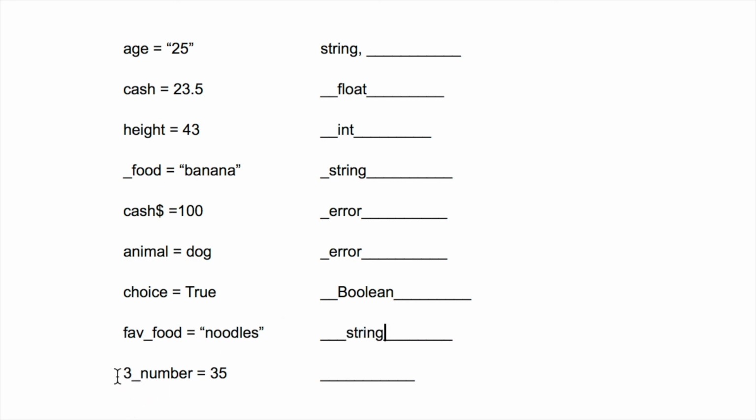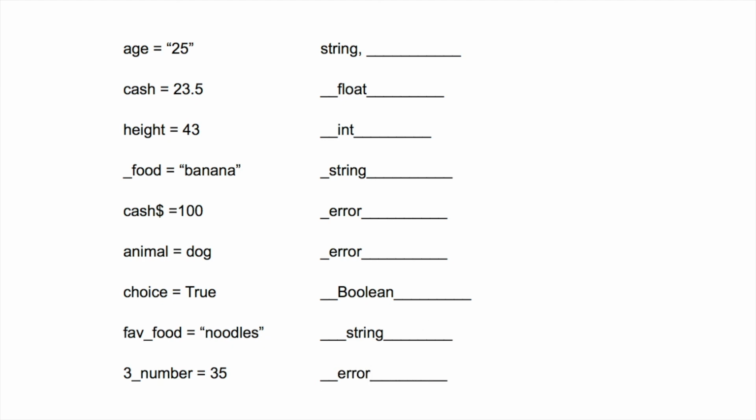Then the last example here is 3 underscore number equal to 35. Yes, 35 is a number, it's an integer. However, this is going to give you an error because it's starting with a number, which is not allowed. So this is going to be an error.